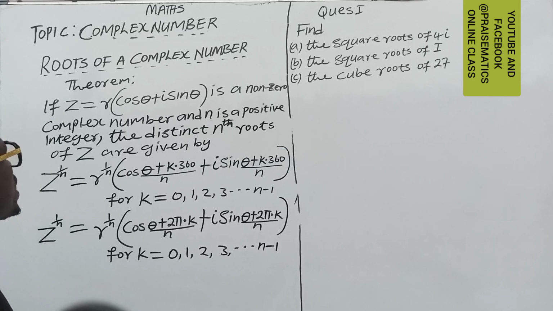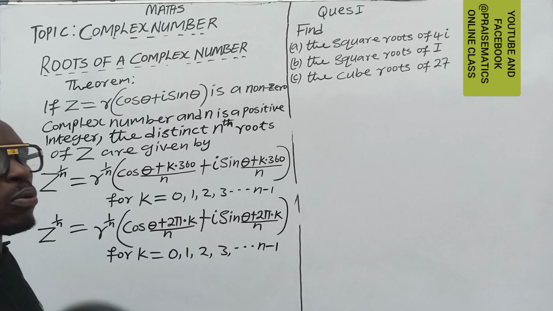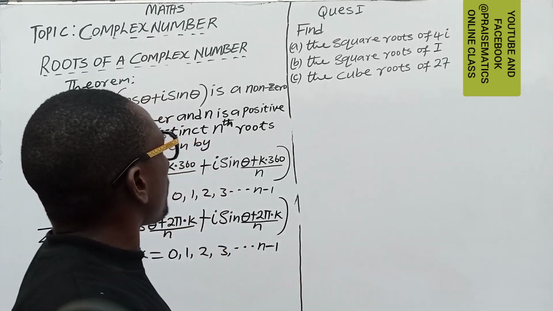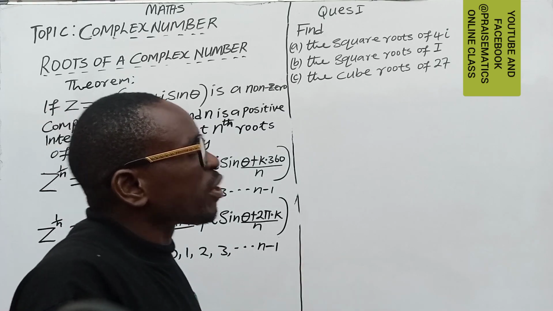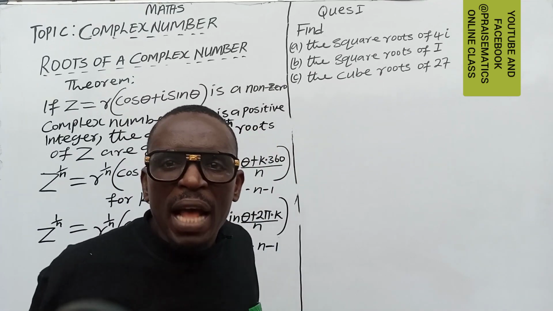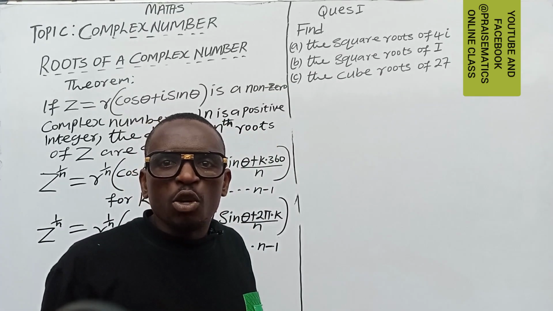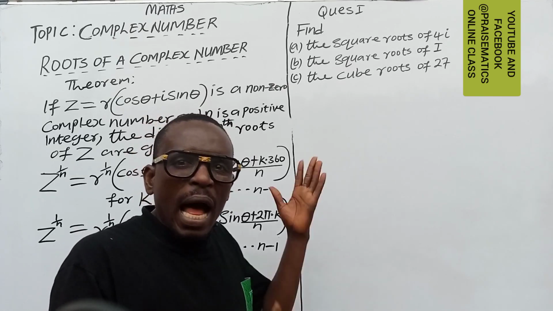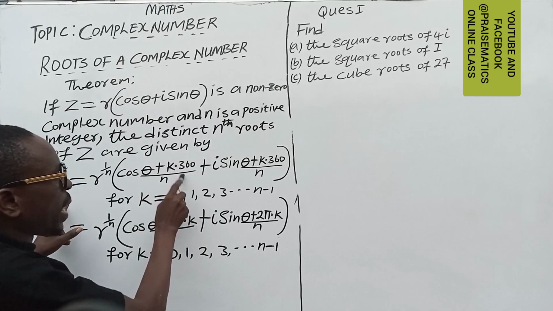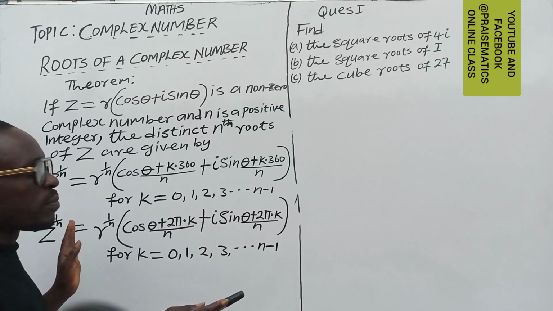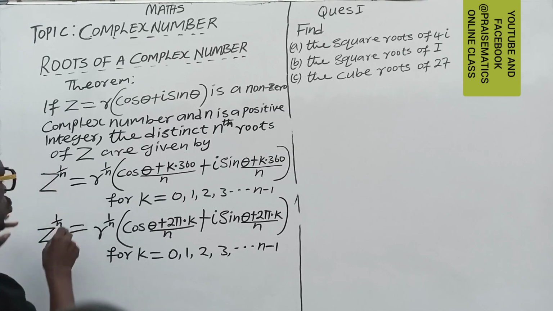So that is the root of a complex number. We are going to look at how to use it to solve a problem. I'm going to have something like the square root of a number, cube root of a number, fifth root, sixth root, seventh root of a number. It depends however they ask you the question. You just apply this formula, either this one or this one. Either of them can serve.